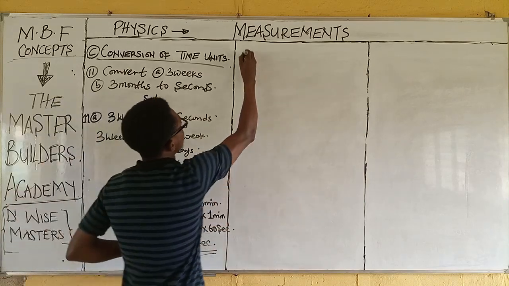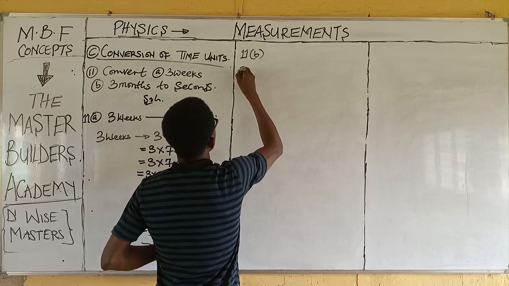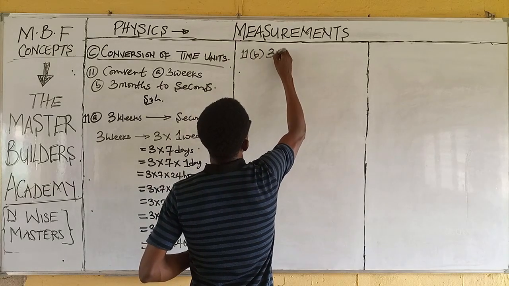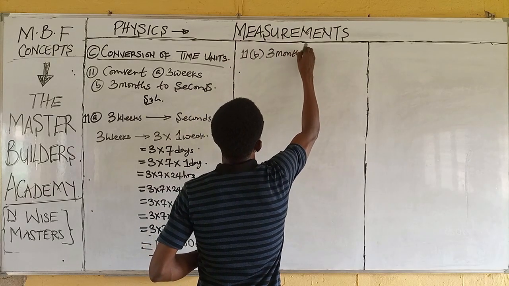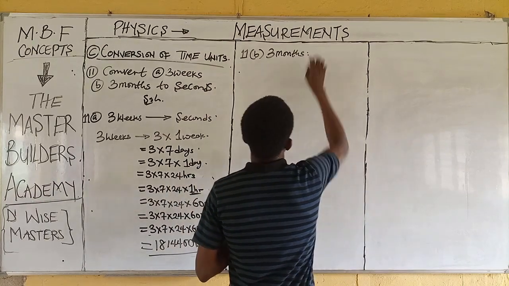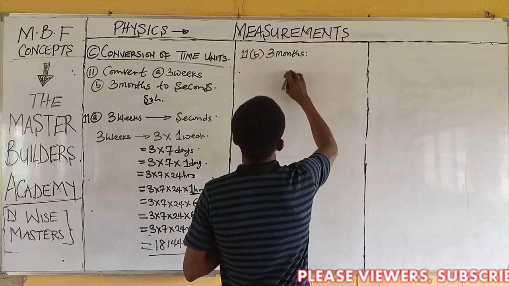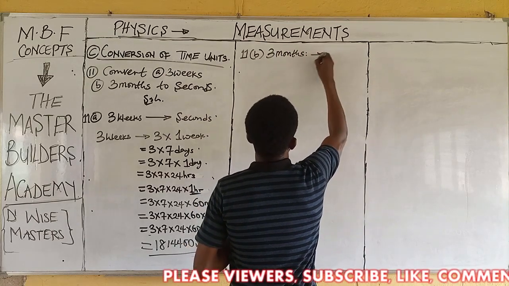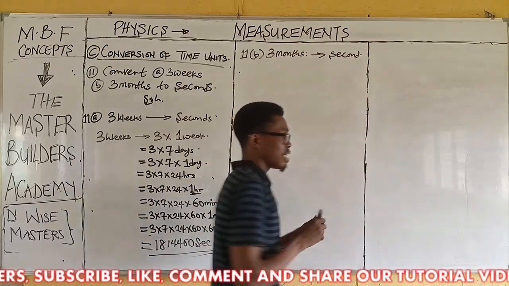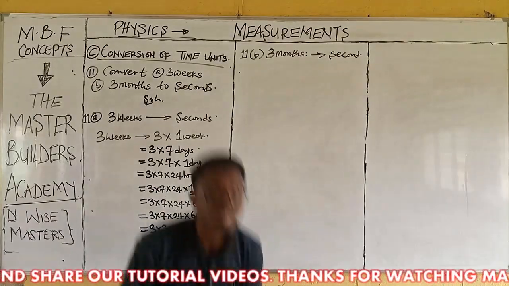Now let's look at 11B. Now in 11B, we are given 3 months. And to convert 3 months to what? Seconds. Guys, it is also very, very easy.